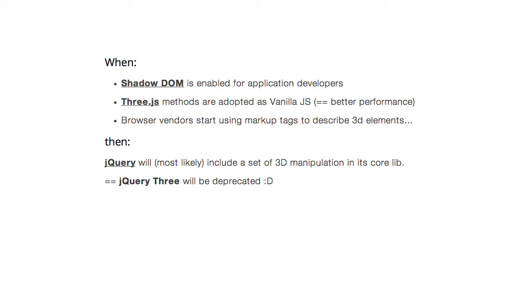I don't know who knows what Shadow DOM is. So Shadow DOM is what browser vendors use for creating the components, like a video component. It's DOM that's hidden from the actual page that you view. If this opens up for web developers, application developers, it means that we can actually create DOM that's not visible on the page. We can create components, and that markup is actually hidden.